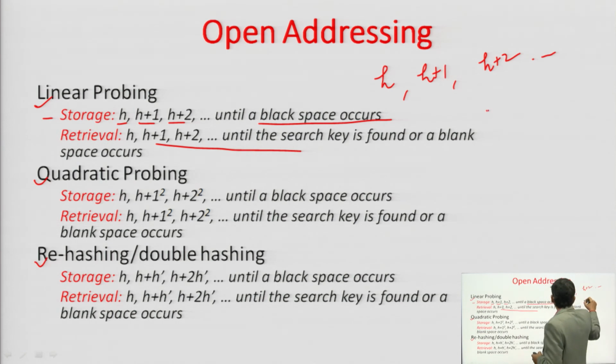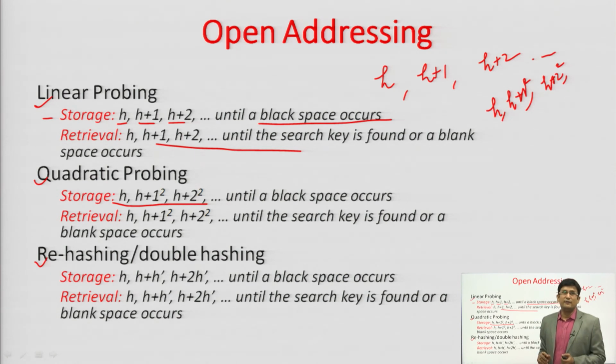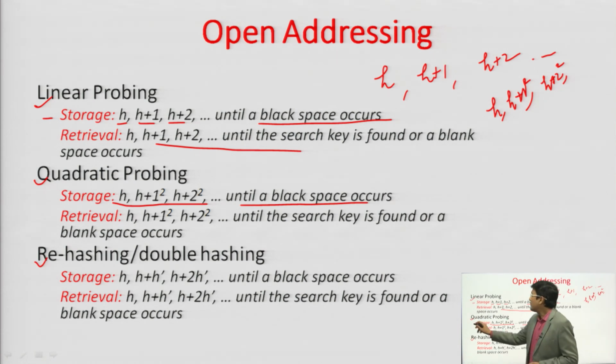क्वाड्रेटिक प्रोबिंग में अगर h लोकेशन बिजी है, सो देन यू लुक फॉर द h+1 स्क्वायर लोकेशन. इफ दैट इज आल्सो बिजी, यू लुक फॉर द h+2 स्क्वायर लोकेशन एंड सो ऑन सो फोर्थ. So in the quadratic probing, you look for location h. If that is busy, look for h+1 square. If that is busy, look for h+2 square, until a blank space occurs for the storage process. Wherever the blank space occurs, you store a data item there.